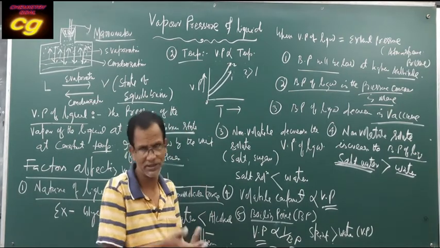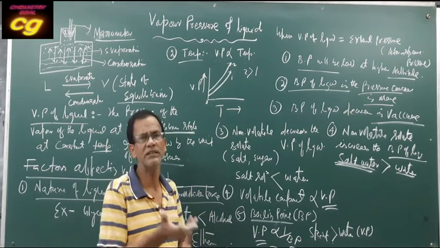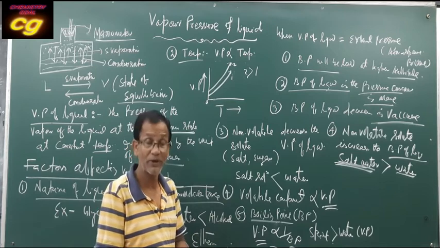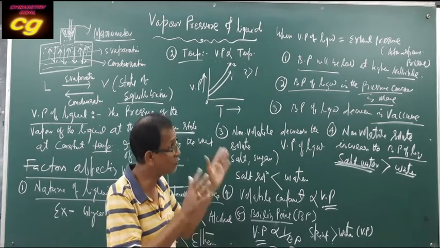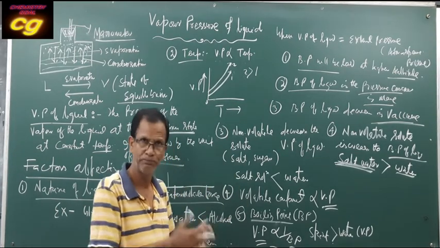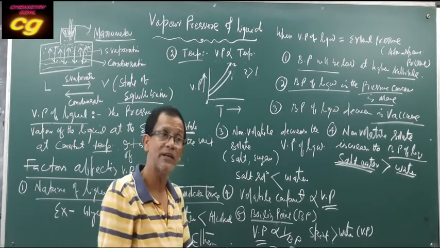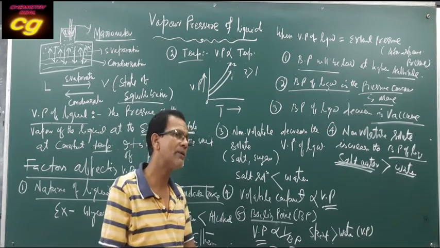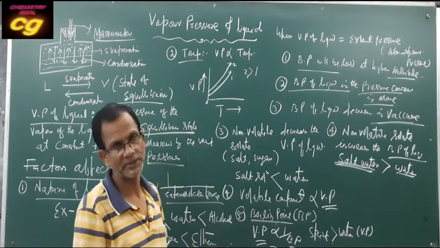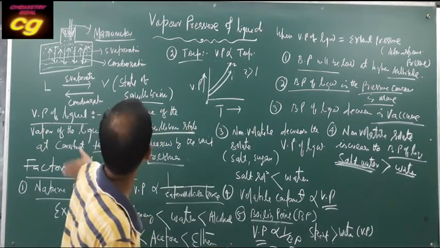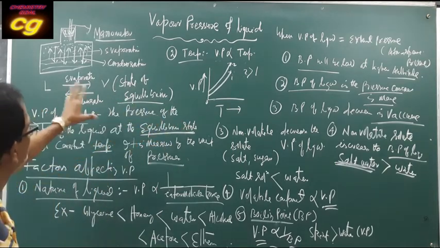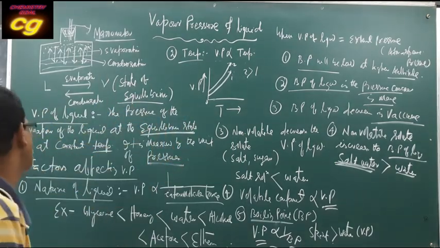But when we heat the liquid, the temperature increases. That is a different thing. But at room temperature, when the liquid evaporates automatically, what happens to the temperature of the liquid? It decreases. So these are some important applications of vapor pressure and boiling point of liquid.